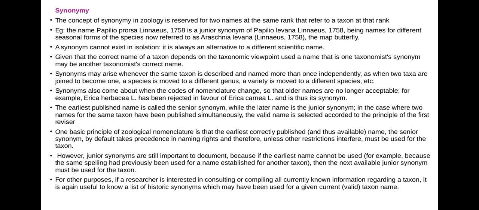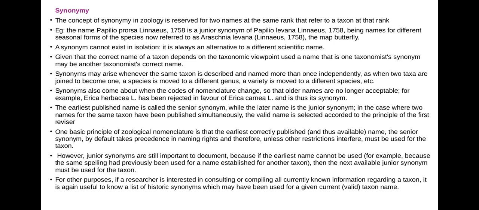Then, synonymy. The concept of synonymy in zoology is reserved for two names at the same rank that refer to a taxon at that rank. A synonym cannot exist in isolation; it is always an alternative to a different scientific name. Given that the current name of a taxon depends on the taxonomic viewpoint, a name used by one taxonomist as the valid name may be another taxonomist's synonym.